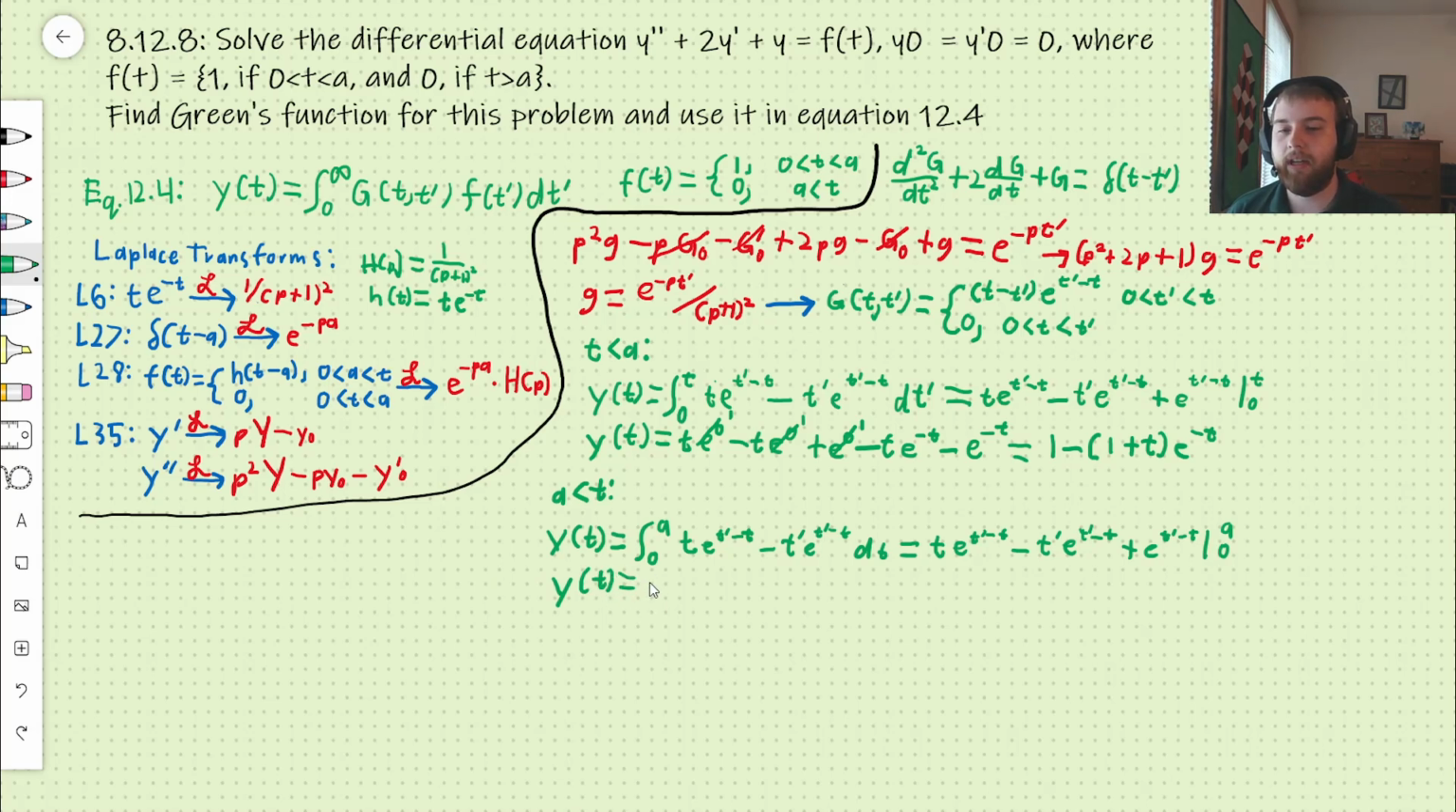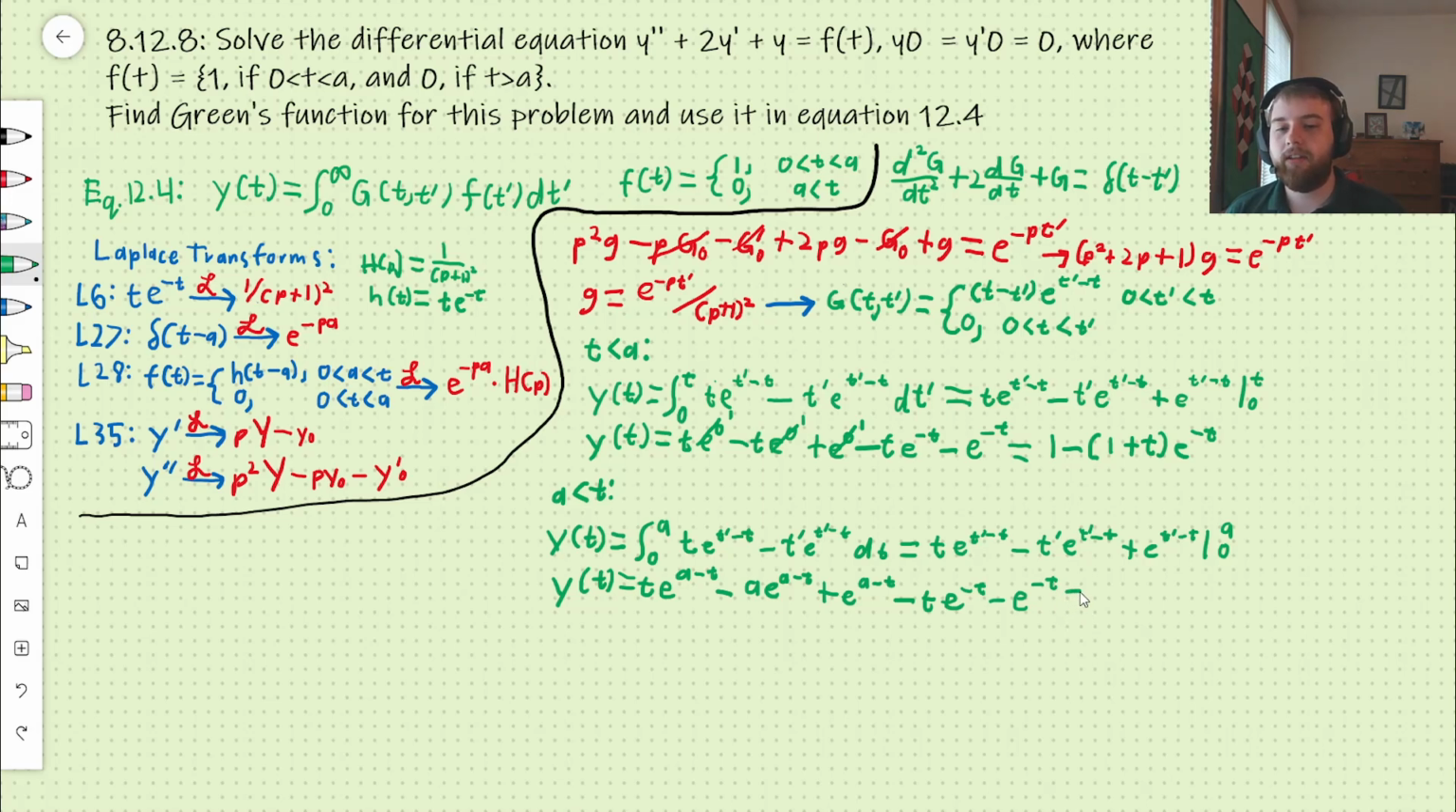It is going to be t e to the a minus t, minus a e to the a minus t, plus e to the a minus t, minus, because now we're subtracting our lower limit of integration, I suppose, would be a more correct way to say it. Then once again, this term gets canceled out because our 0, that's 0. And then we're also subtracting this term here, e to the negative t.